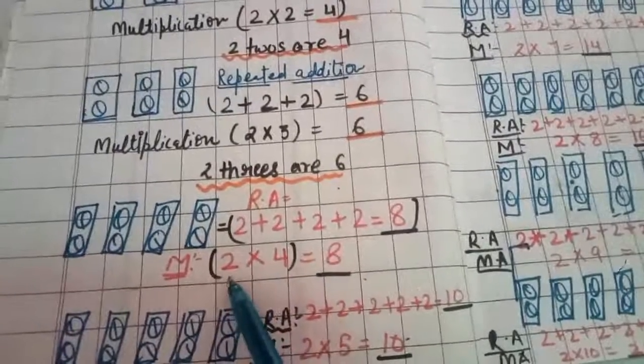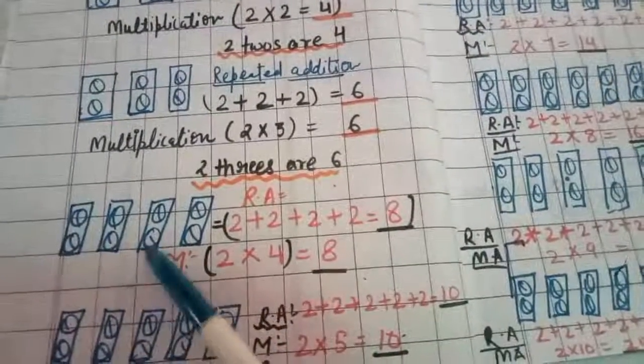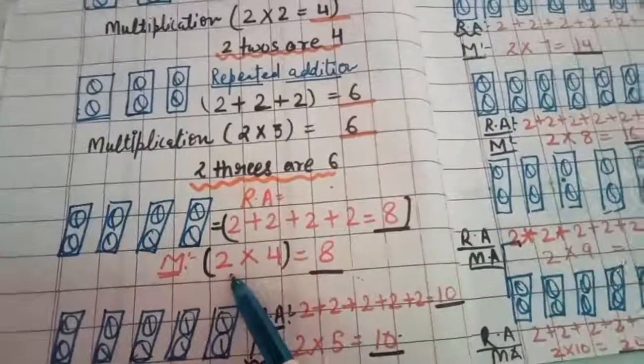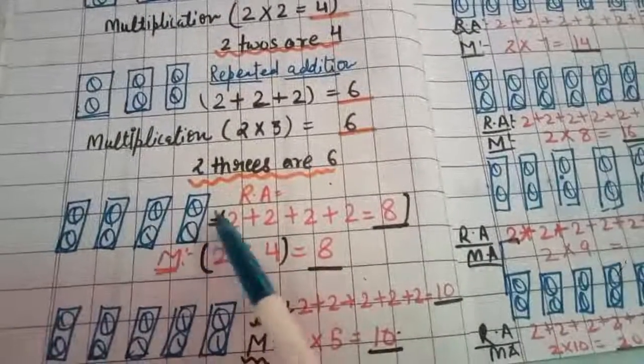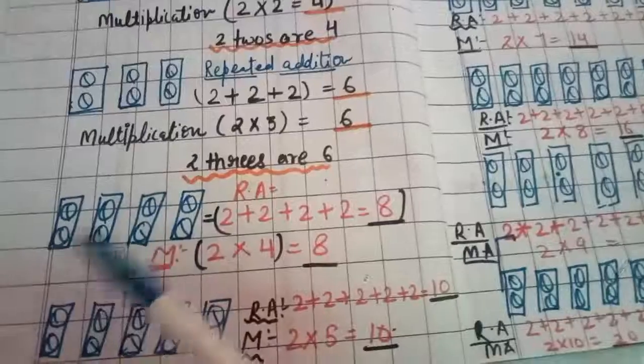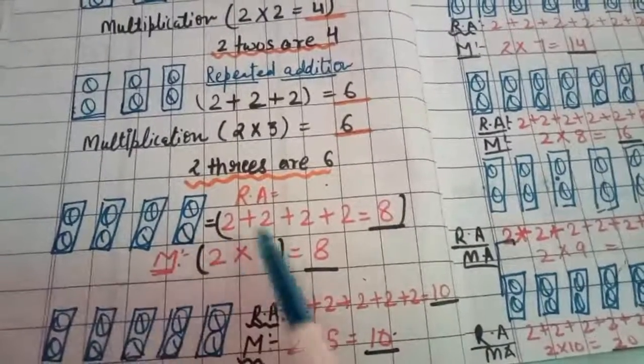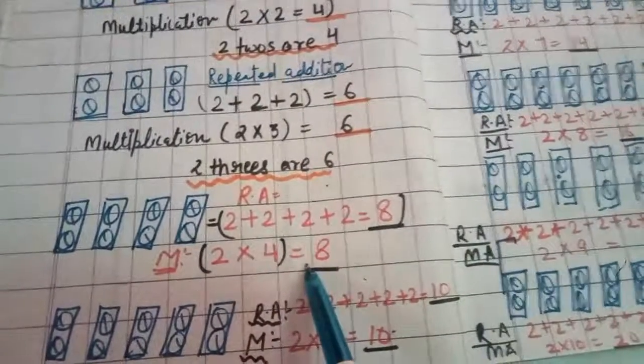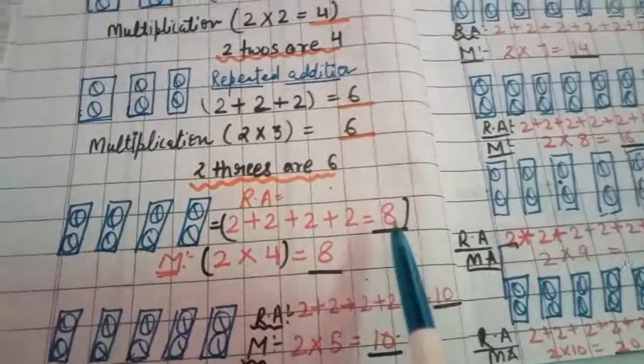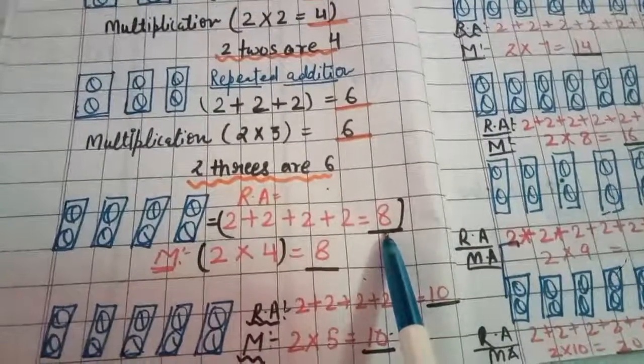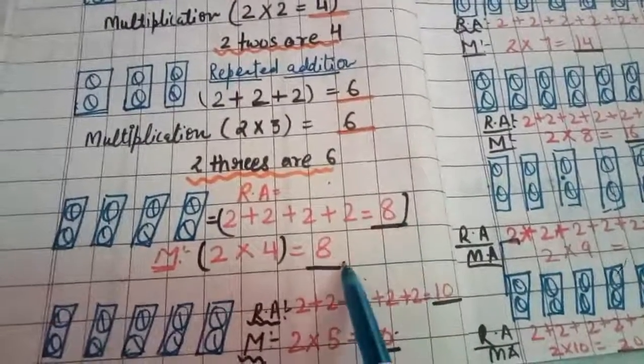And how do we change this repeated addition into the short form of multiplication? As we are doing the table of 2, and in each box we have 2 balls, so we put here 2. And how many groups are here? 1, 2, 3, 4. So we put here 4, equal. The answer will be the same as the sum of the addition, that is 8. So we put the 8 here.